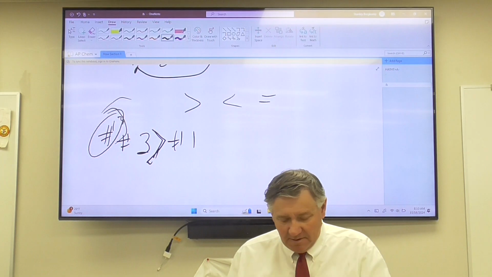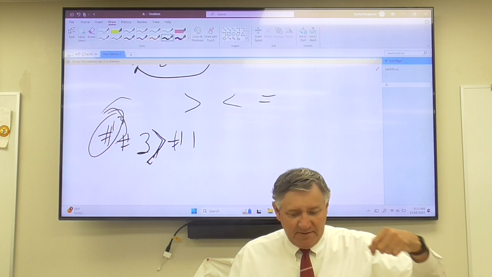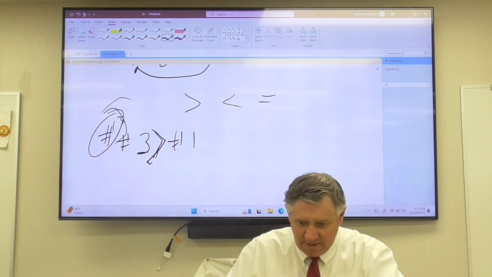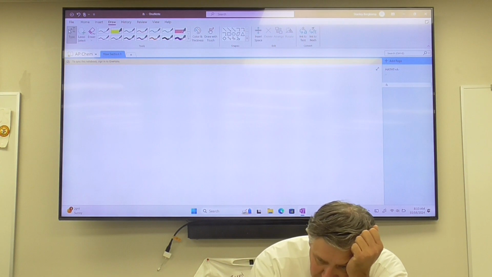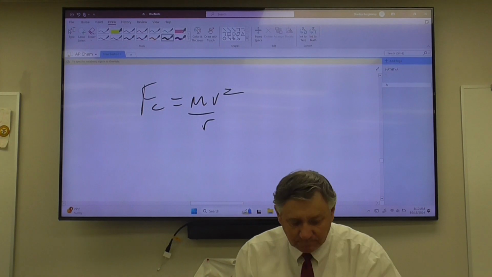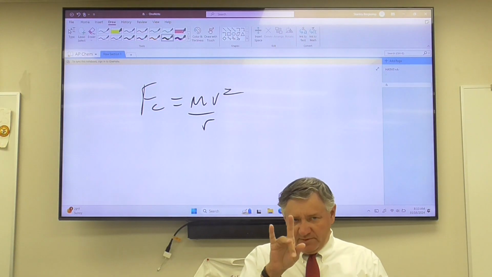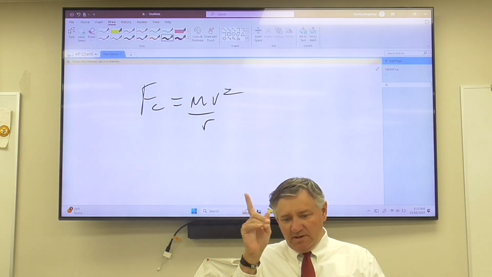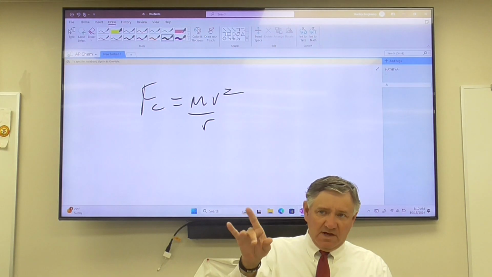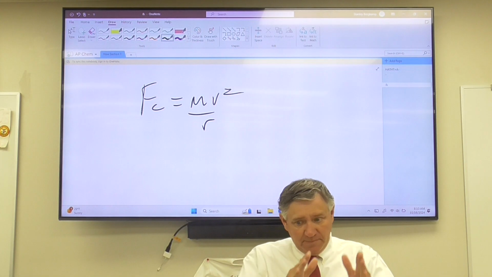All right, so let's talk about what's going to happen with this lab. What you're going to do is look at the variables that play into centripetal force. We're going to look at centripetal force equals mv squared over r. So this lab is going to boil down to manipulating these four variables: centripetal force, mass of the stopper, velocity, and radius. So we're going to change all of these variables in a controlled manner.